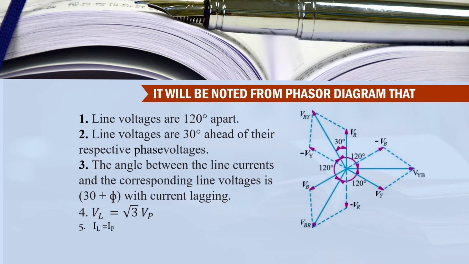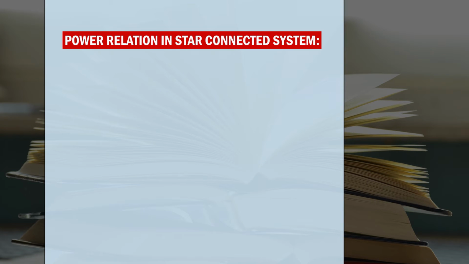where phi is the angle between phase voltage and phase current. Now because the line current is lagging by 30 degrees also, the angle between the line current and the corresponding line voltage is 30 plus phi, with the current lagging. And as we have already concluded, in case of star connection, line voltage is equal to root 3 times phase voltage and line current is equal to the phase current. So you just have to remember all these 5 points to solve any circuit which is based on the star connection.